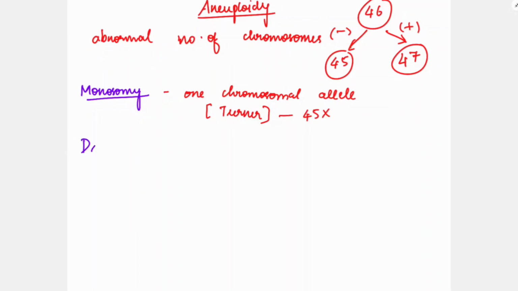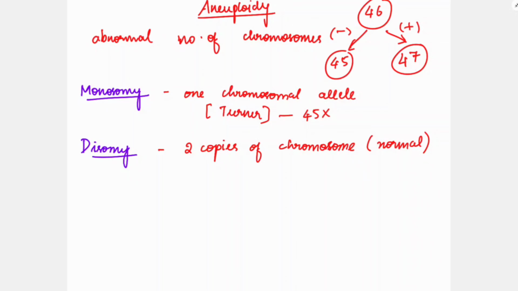Next, we have disomy. In disomy, there will be two copies of a chromosome. This is normal. There is nothing abnormal with this. This is usually seen in all human beings. So this is normal.